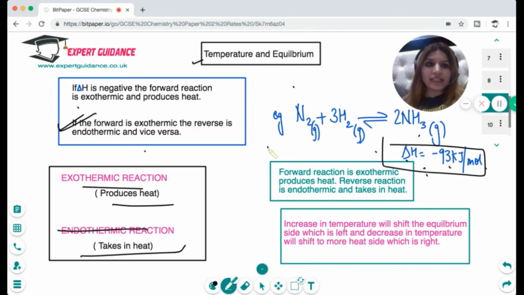So in this equation, the forward reaction is producing heat. So if you increase the temperature, the reaction will move to the side that will decrease the temperature, that is to the endothermic side, which is the left, and a decrease in temperature will shift the reaction to the more heat side, which is to the right. Okay, so for manufacture of ammonia, we require a low temperature.